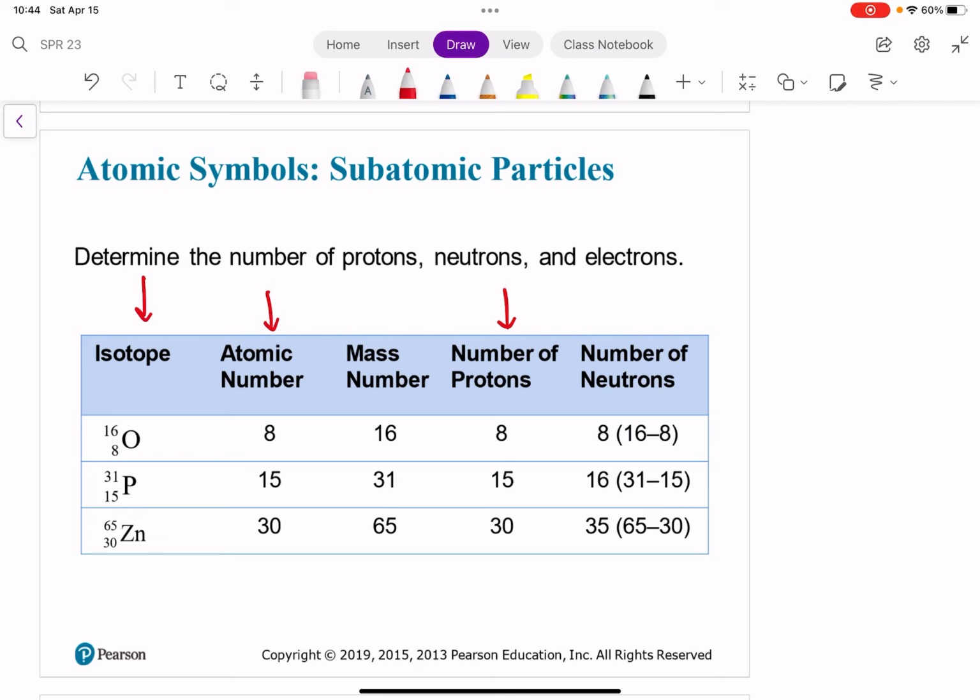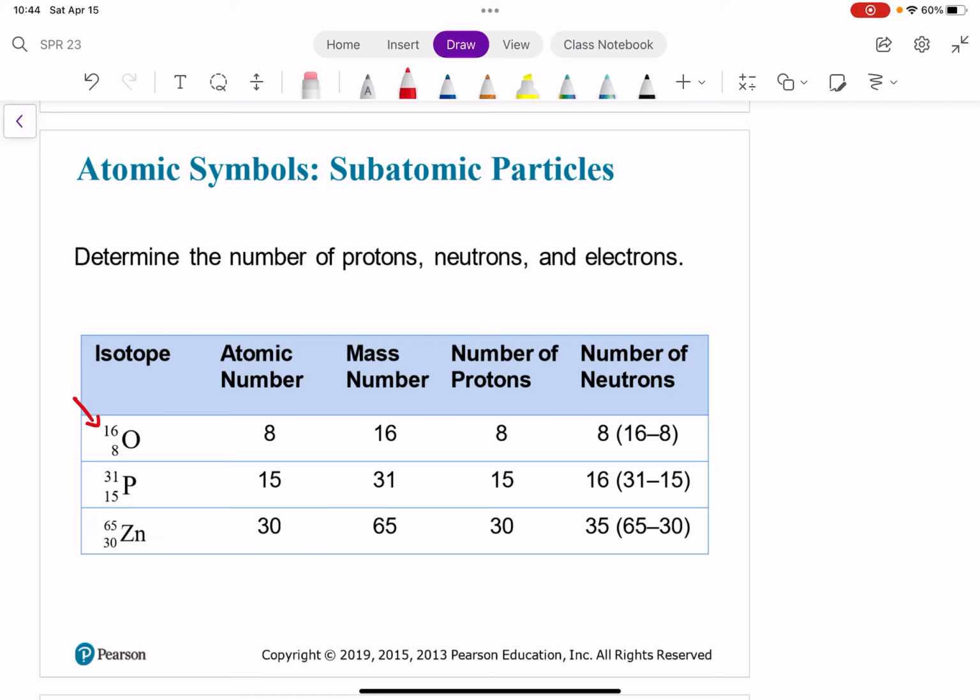Okay, so now let's look at the mass number. Our mass number is given to us where? Yeah, on the top here. So our mass number is 16. How many neutrons do we have if our mass number is 16 and our number of protons is 8?